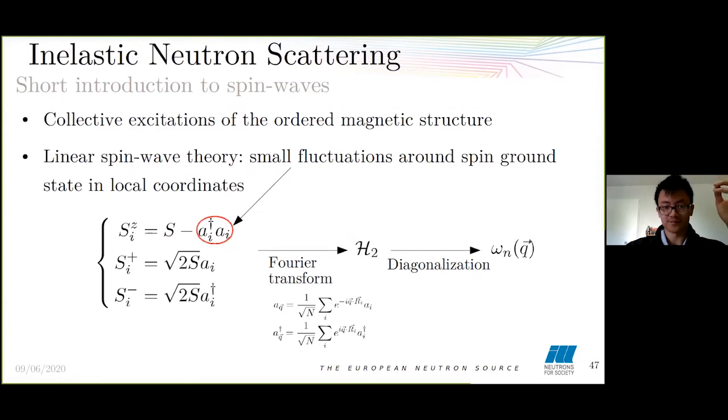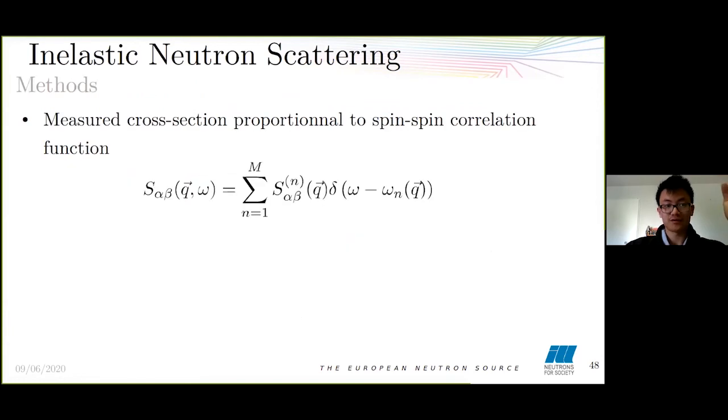You can then diagonalize this Hamiltonian and get the relation of dispersion of the spin waves. And then we know that in inelastic neutron scattering, we are measuring a cross section which is proportional to the spin-spin correlation function. And this is a product of a spectral weight and the relation of dispersions. So we can actually compare what is observed to what is calculated here.